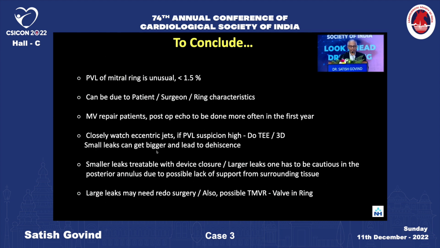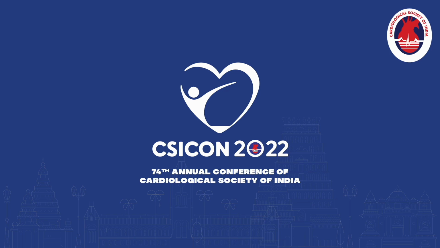And also we should monitor these leaks, even if they're asymptomatic. If the leaks are identified, especially the posterior leaks, they can get bigger, and this can cause dehiscence. Smaller leaks generally are treatable with device closure, and with larger leaks one has to be cautious because the posterior annulus can sometimes be unstable due to tissue issues, and one has to review very carefully before going in for a device closure. And if they are really large leaks, they may go for redo surgery. And also with the availability of the valve-in-ring now, this is another treatment option that is available to the patient.